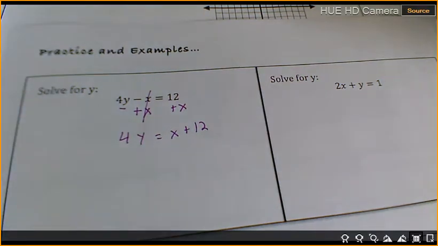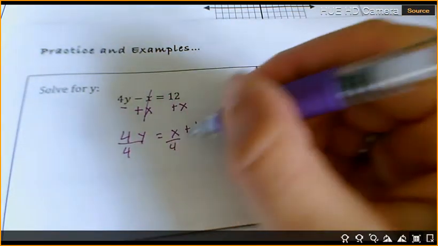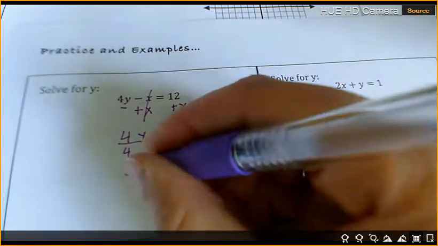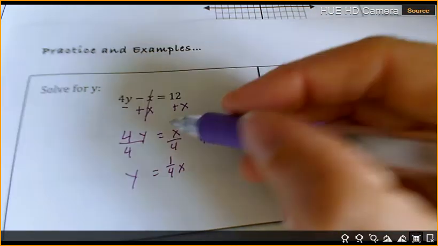Right. Now what do I do? Divide by 4, right? Because you want to get y by itself. Y equals 1/4 x. Okay, because there's a 1 here, right?